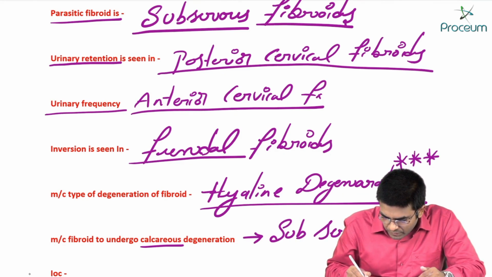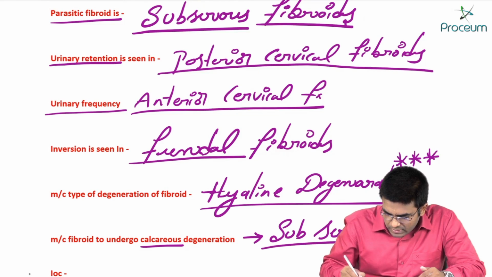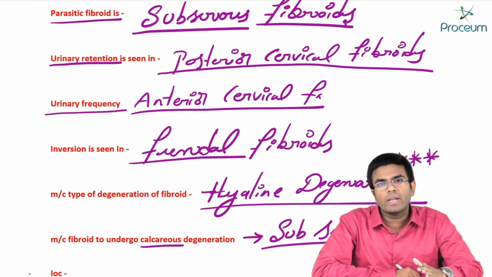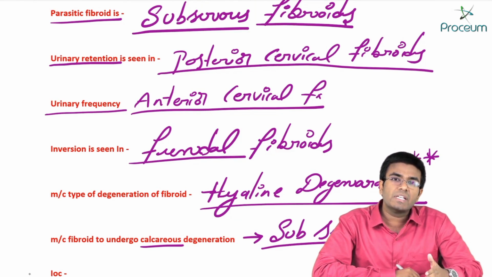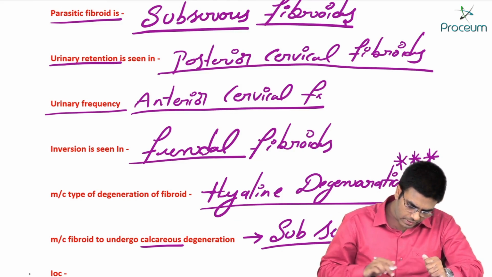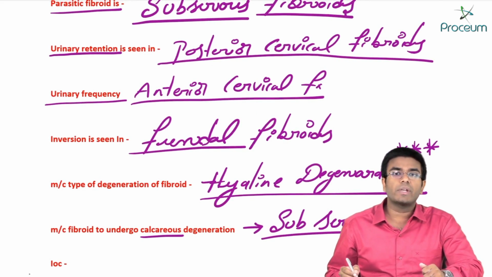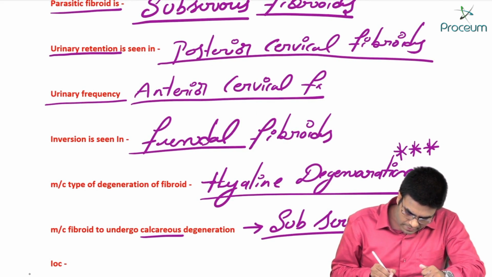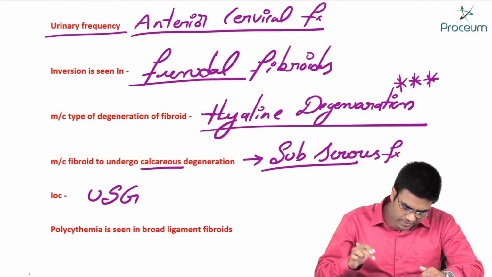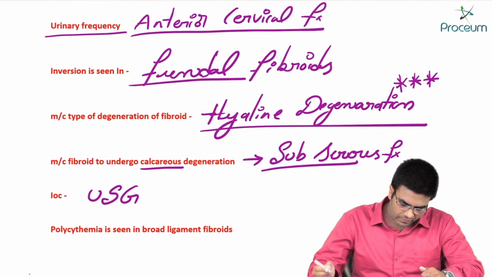Okay, subserous fibroid. Can you remember any other point about subserous fibroid? Subserous fibroid, they are wandering or parasitic. Subserous fibroid with peduncle, they will undergo torsion. Okay, now investigation of choice of these fibroids. The investigation of choice is ultrasonography. Okay, now polycythemia is seen in which fibroids?